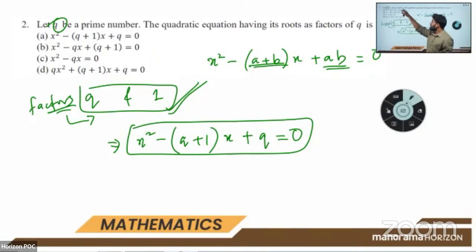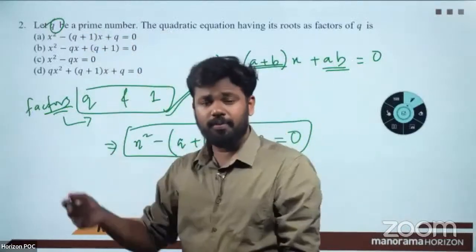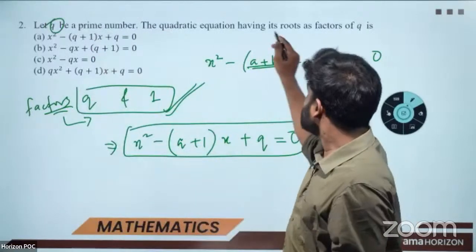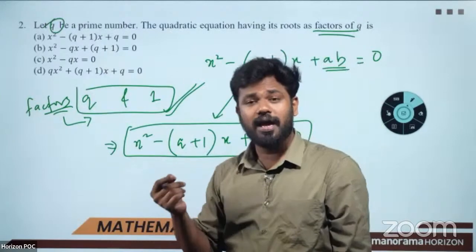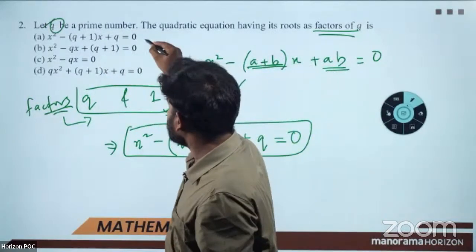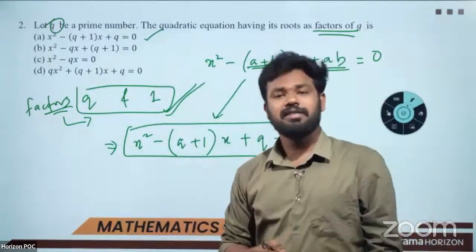Or you can say this is the quadratic equation which has the roots as, q is a prime number, and that factors as the root here, that is q and 1. So x square minus (q plus 1) x plus q. The first option is the right answer here.